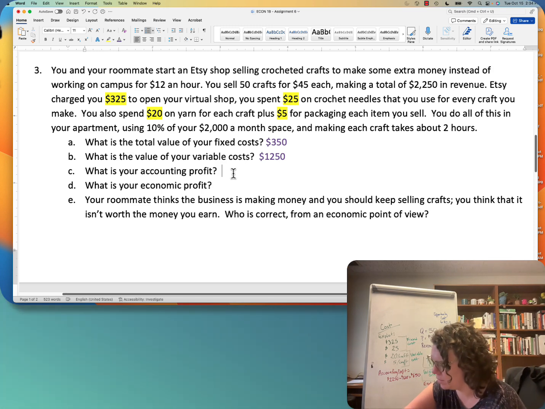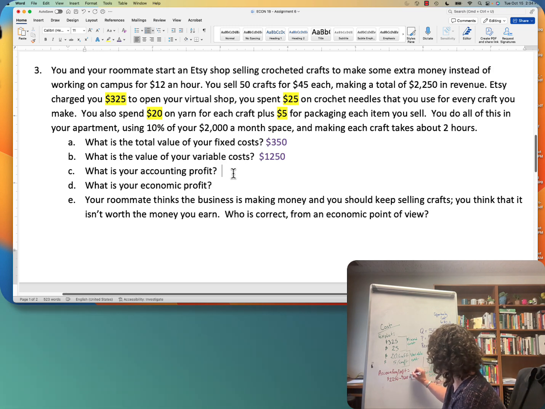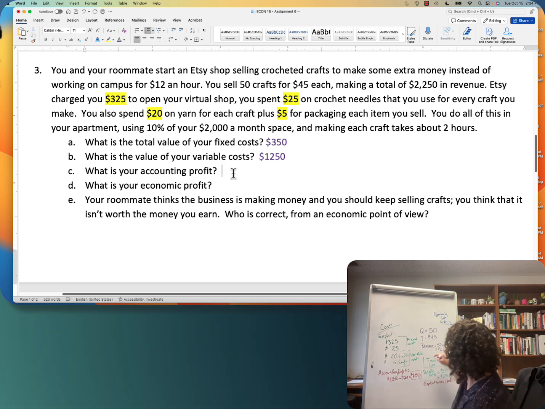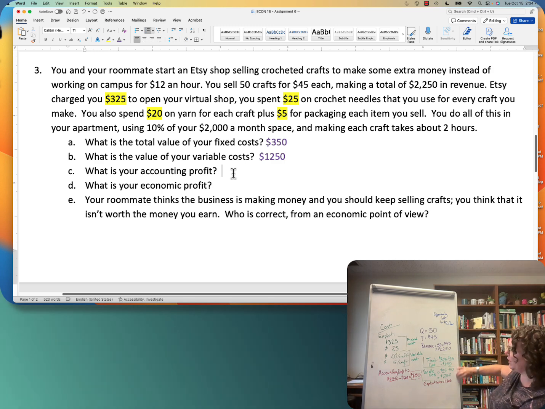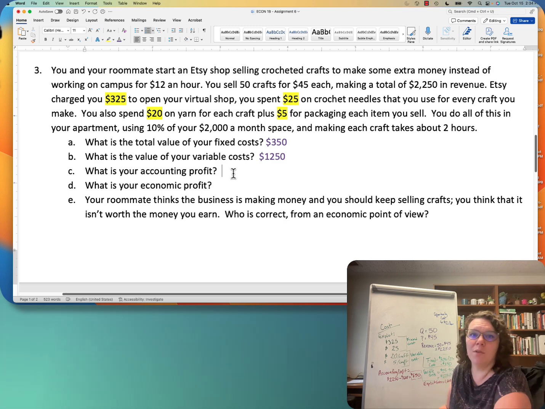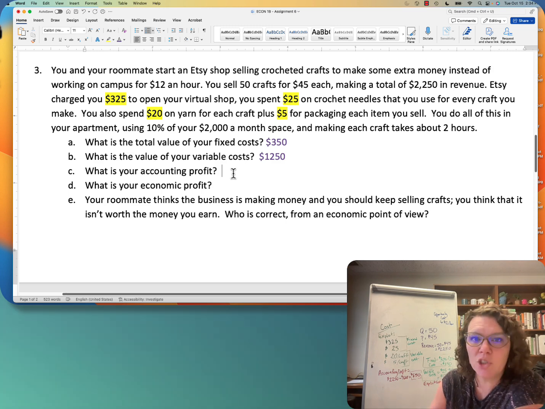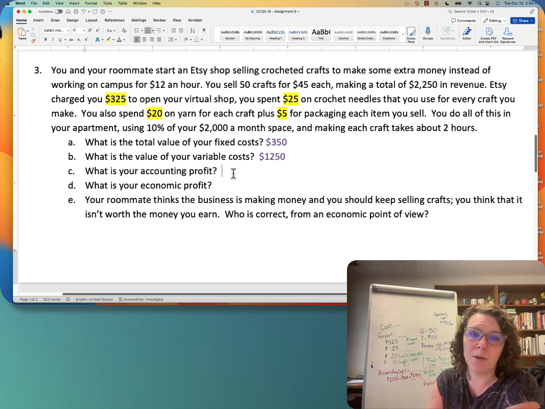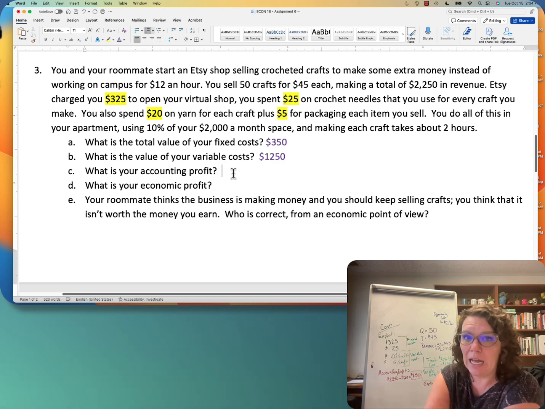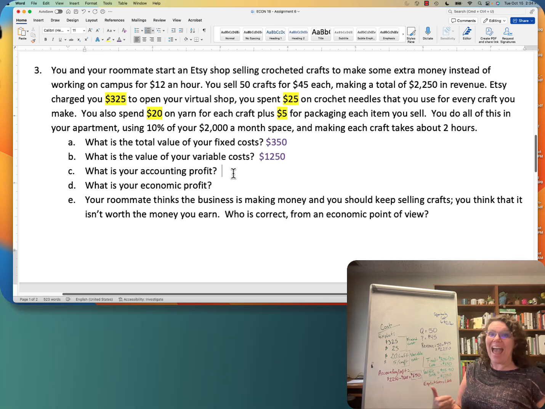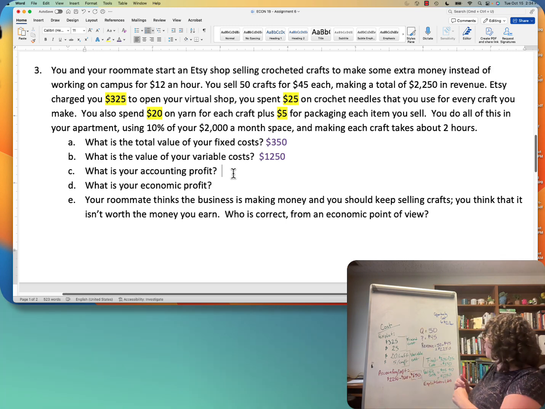So far, so good? Does that make sense? So we're calculating our profit based on the revenue we earned and our explicit costs. But we want to remember from learning about implicit costs that there's also an opportunity cost associated with this work. We used space in our apartment and we used our time. Those things didn't cost us money, right? They were things we already had, but they still have value.